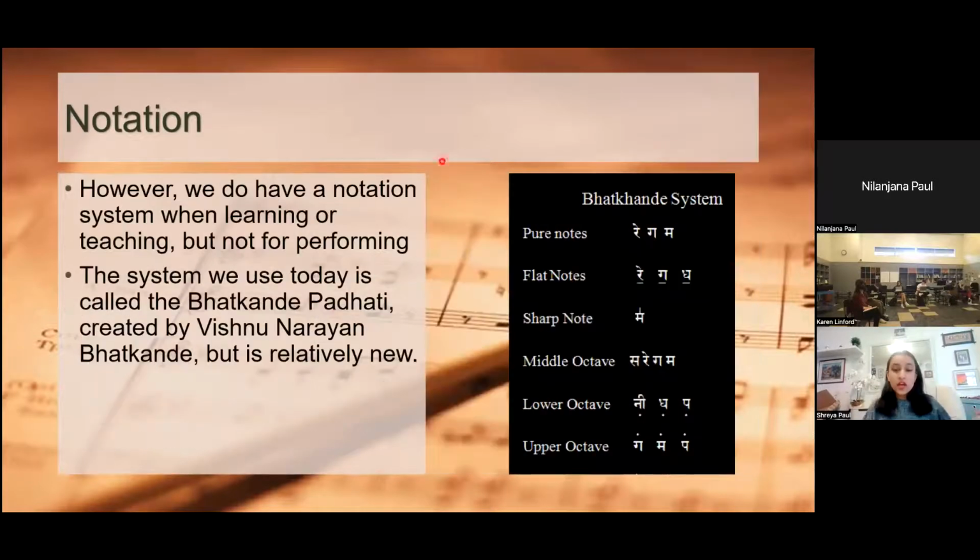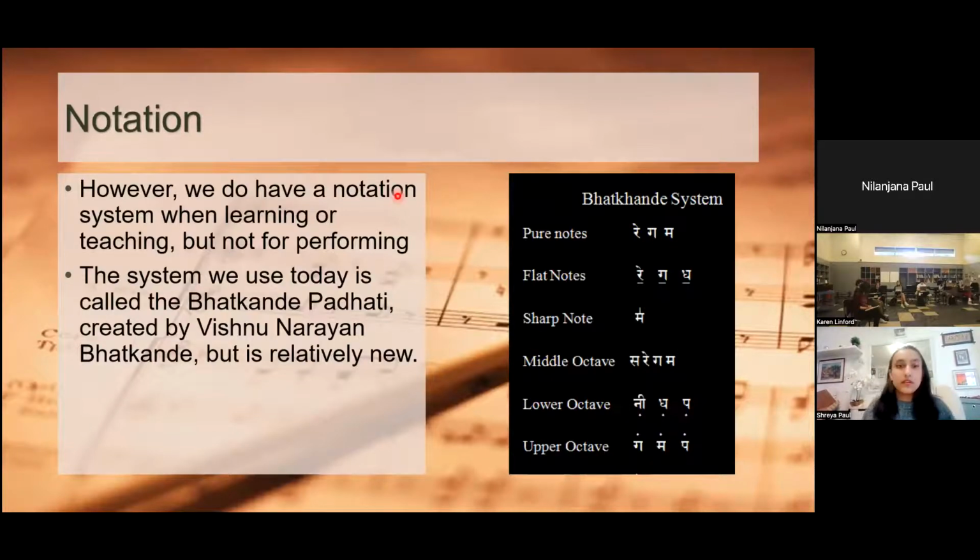But notation, we do have a notation system, but we don't use it for performances. We only use it when learning, when we're writing things down. For example, we write everything down in the notation of sa re ga. We write those words down. We wouldn't use dots on a stave and that kind of stuff. The system we use today is called the Bhatkande Padhati, and it was created by Vishnu Narayan Bhatkande, but it is relatively new.